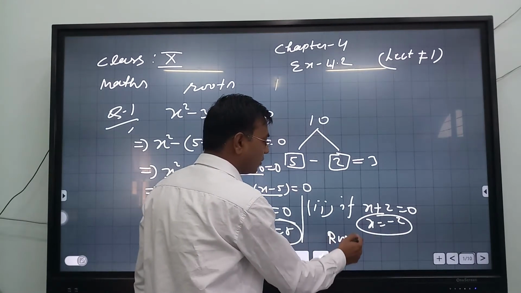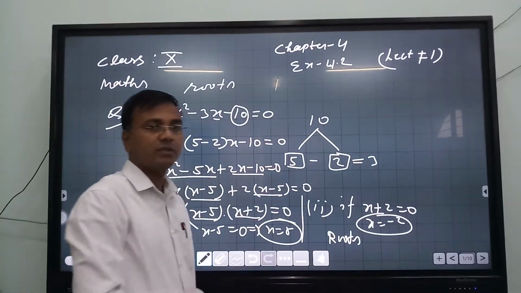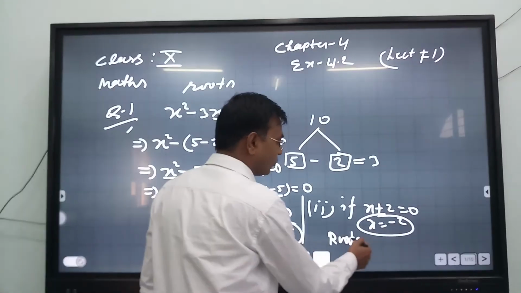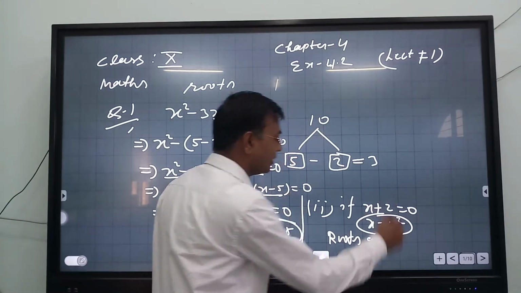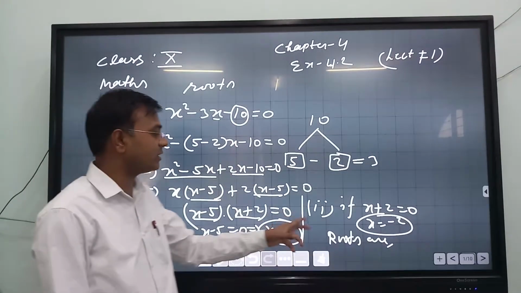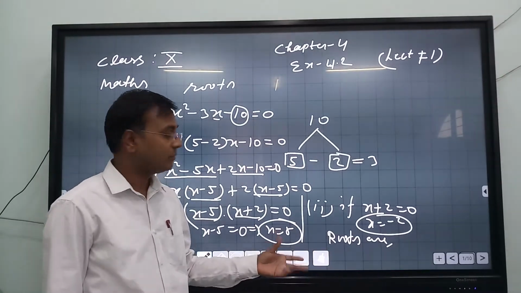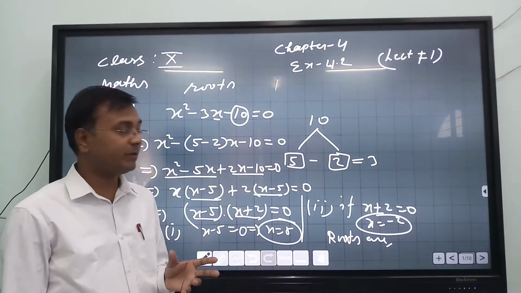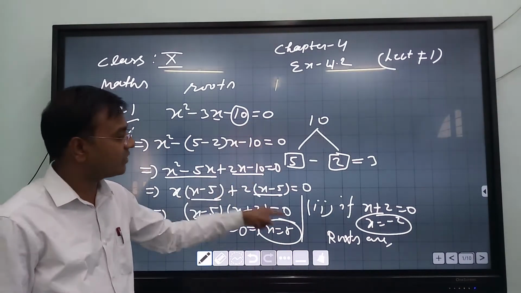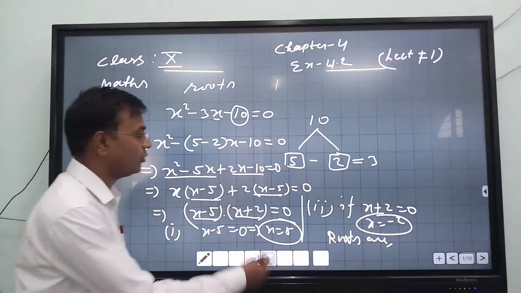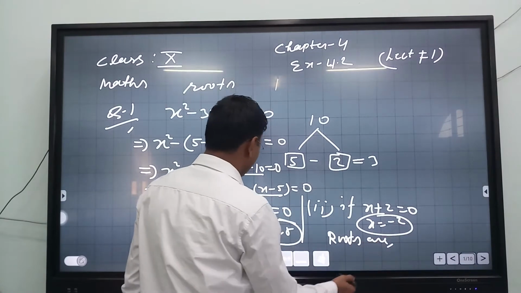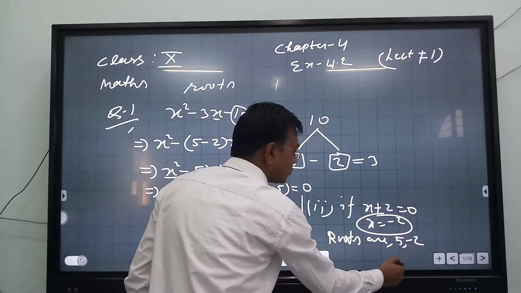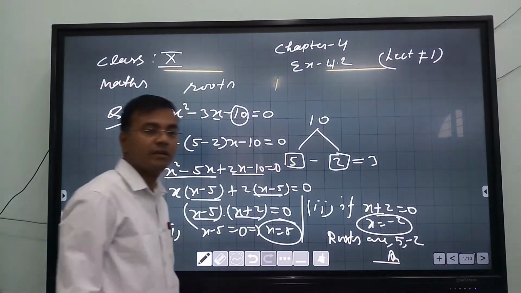Since we are solving a quadratic equation, whenever we solve an equation, the values of x are known as roots. In chapter 2 we were using the word zeros, but here we are using roots because that was a polynomial. So the word zeros is used there, and here there is a quadratic equation, so the values of x are known as roots, meaning 5 and minus 2. This is the answer.